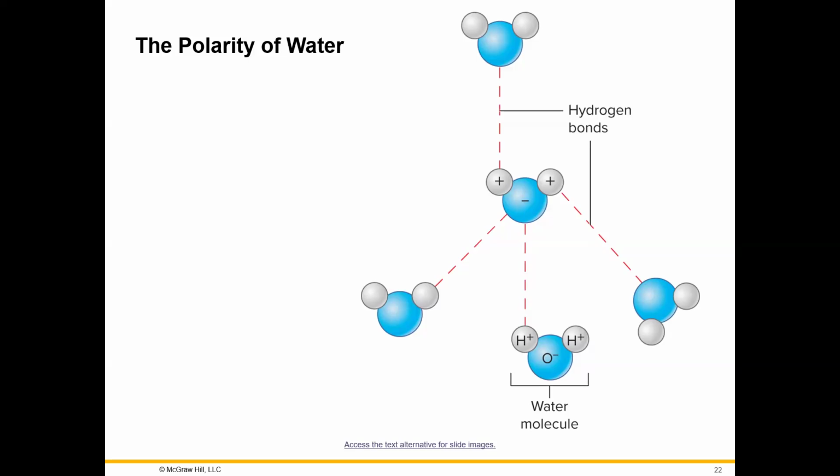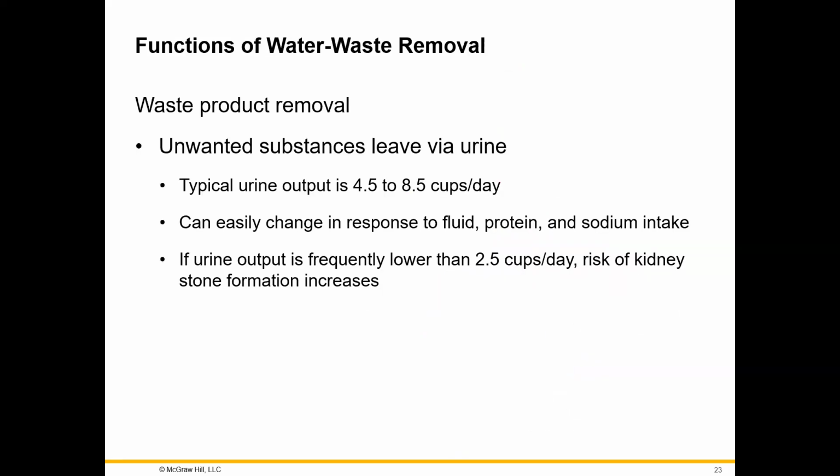Okay. Let's move on to the next slide here and talk about urine. Functions of water waste removal. So that's going to be urine. Urine helps us to remove waste products from the body. Without enough urine production, you're at risk for all kinds of disease like kidney stones.